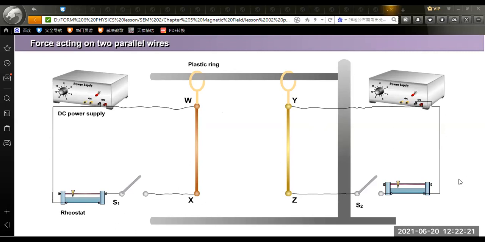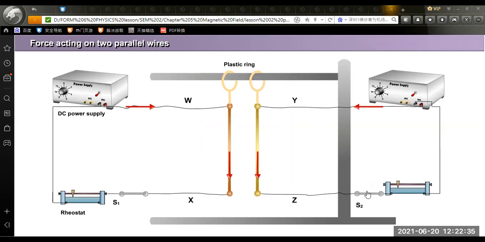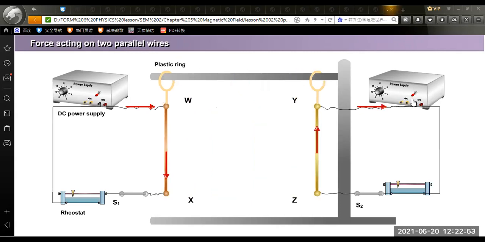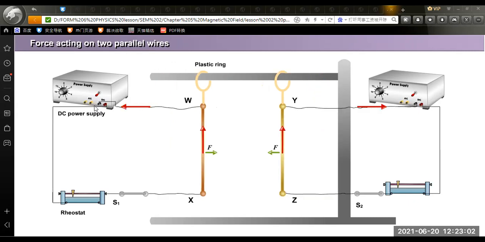Let's observe what happens when the current flows through WX. What will happen if YZ also has current flowing? So now, if the currents flow in the same direction, we notice that they will attract each other. If one is up and one is down, in opposite directions, they repel each other. What will happen if I reverse the direction?